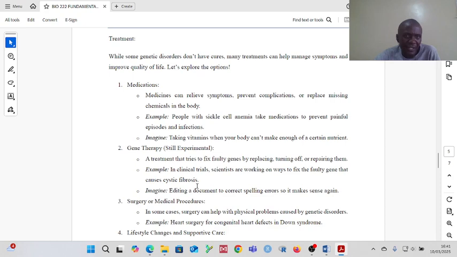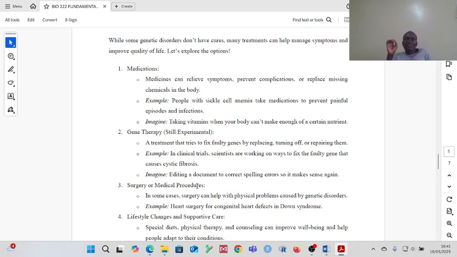What about treatment? There is no cure for most of these genetic disorders. There is no cure currently, but there are several treatments that can help to manage the symptoms. There are some medications which can be given to help relieve the symptoms. If it is pain, you will be given medicine to help reduce the pain.